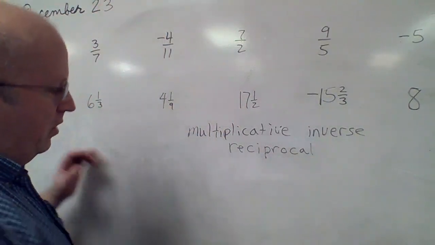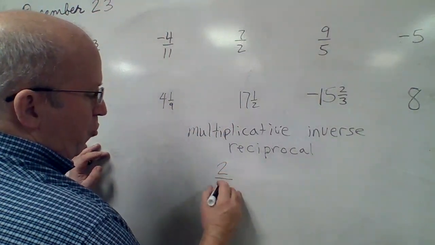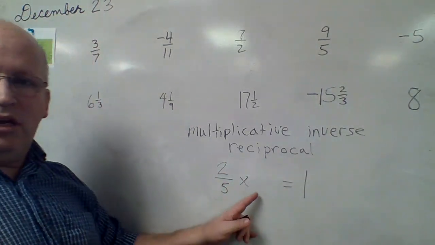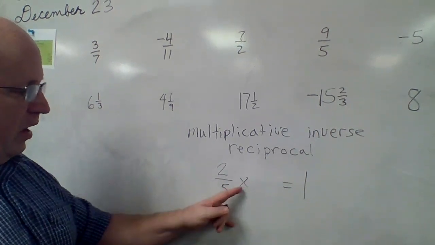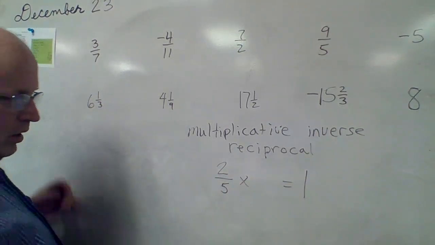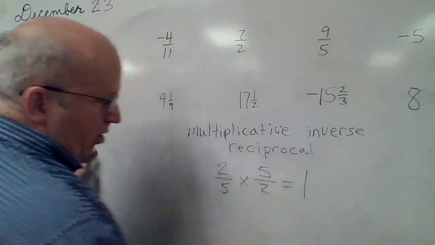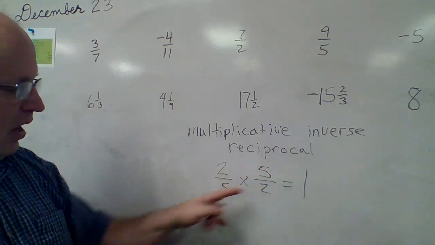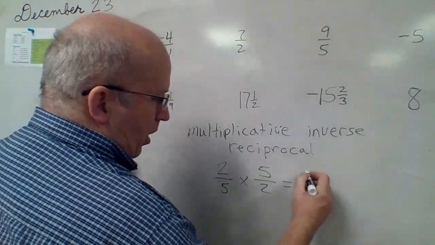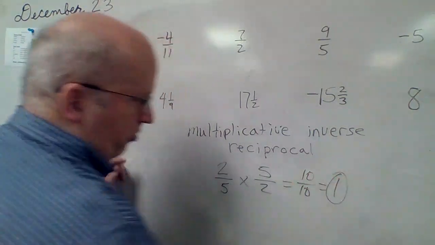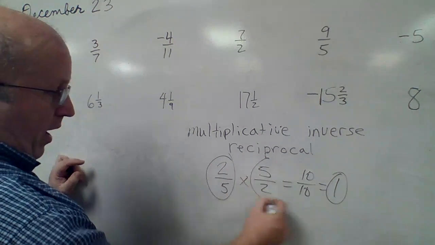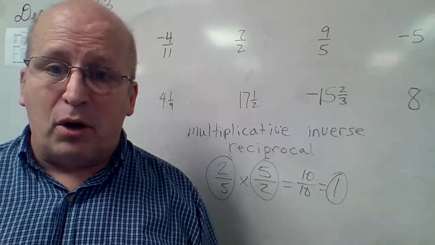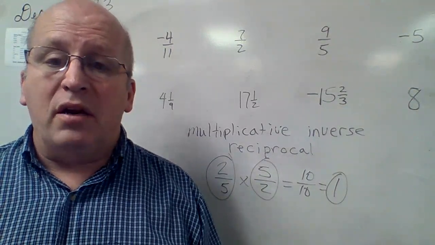Let me give you an example of that. If I wrote on the board the fraction 2/5, what number could I multiply 2/5 by to get to the number 1? The answer to that is just flipping these two numbers. 2 times 5 is 10. 5 times 2 is 10. I get 10 over 10, which is the number 1. Therefore, in the world of math, we say that 2/5 and 5/2 are reciprocals or are multiplicative inverses.